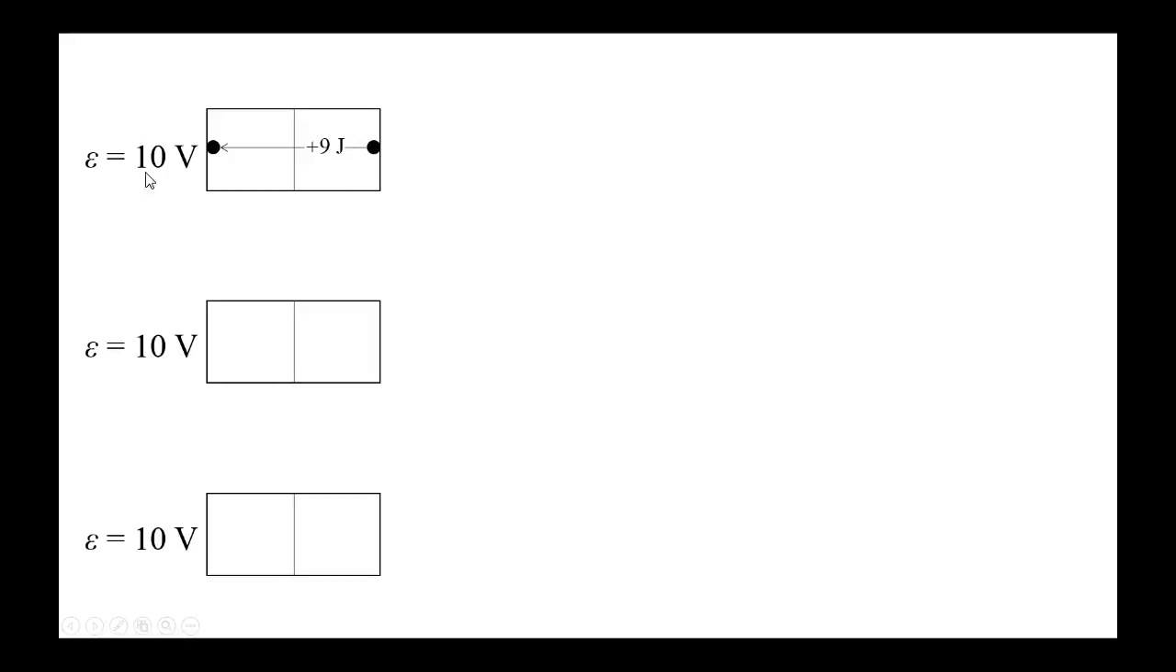So the total energy that the battery can give is 10. So only 9 is being given to the charge? Where'd the other joule of energy go for this 1 coulomb? It was wasted inside the battery and became heat. Batteries do this. They waste some energy. The reason is because they have their own internal resistance.